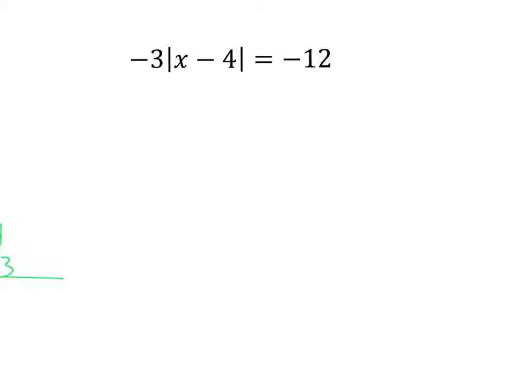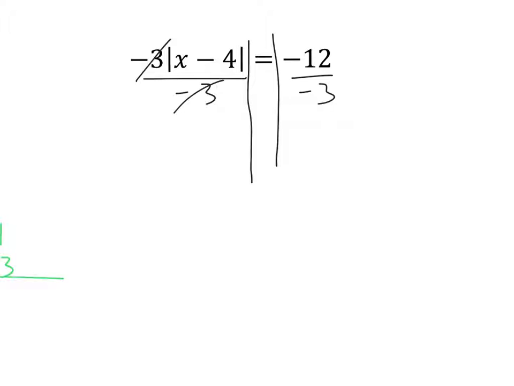Here we have negative 3 times the absolute value of x minus 4 is equal to negative 12. Okay, so I'm going to isolate the absolute value, just like I would isolate a variable to solve an equation, by dividing by negative 3 on both sides, right? Because the inverse operation of multiplication is division. So then those cancel out, and I'm left with the absolute value of x minus 4 equals negative 12 divided by negative 3 equals a positive 4. So there we go.